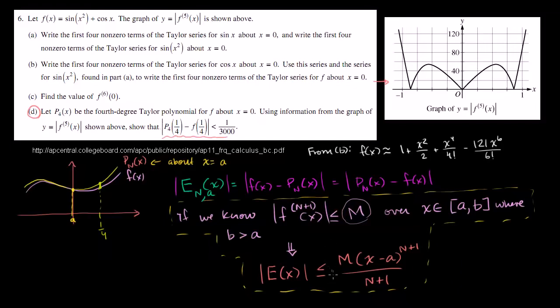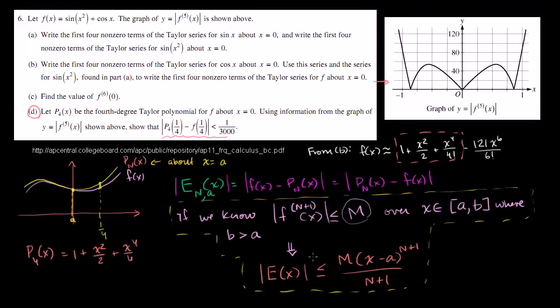And this is clearly what they're asking for, because we know what P sub 4 is. P sub 4 of x is up to the 4th degree term of the polynomial approximation of f about 0. In part B, we got all the way to the 6th degree term. So if you want to go just to the 4th degree term, this is what P sub 4 is. So this is 1 plus x squared over 2 plus x to the 4th over 4. So we know that, and we want to bound this thing right over here.